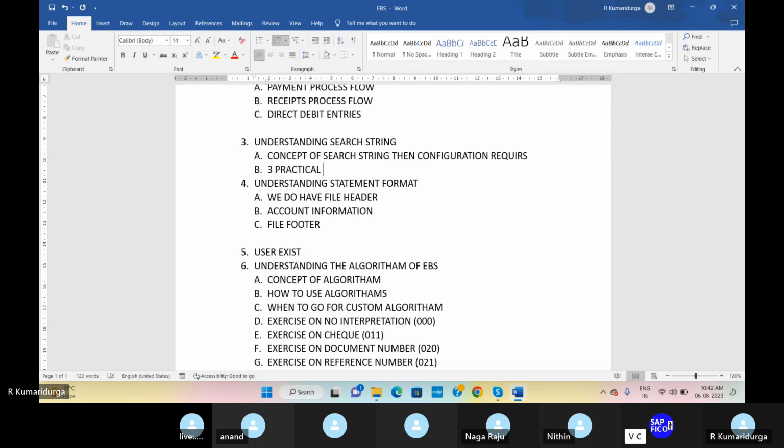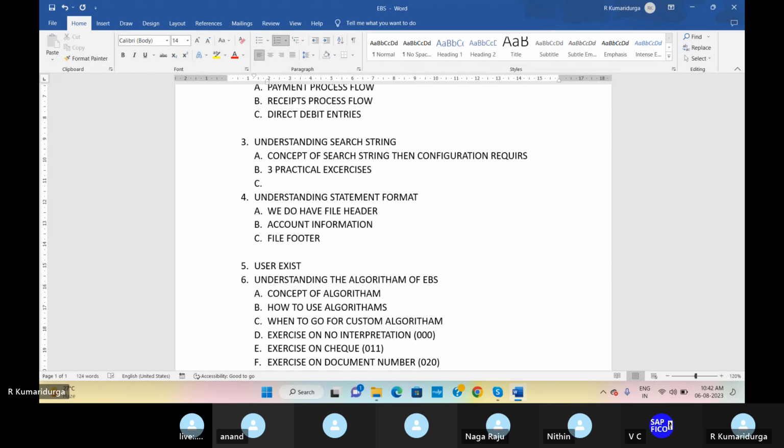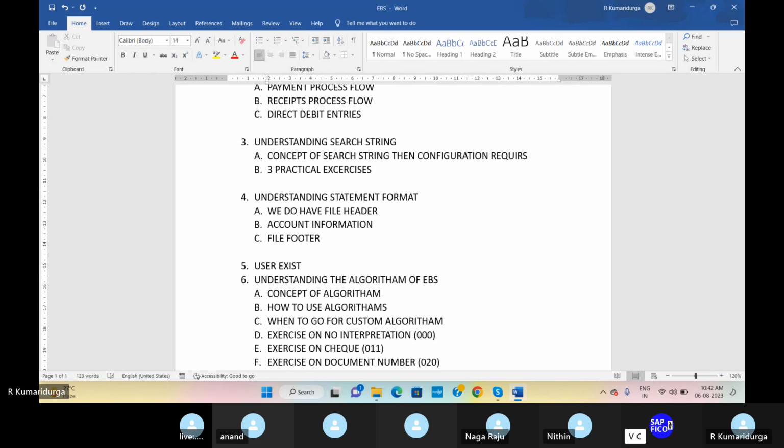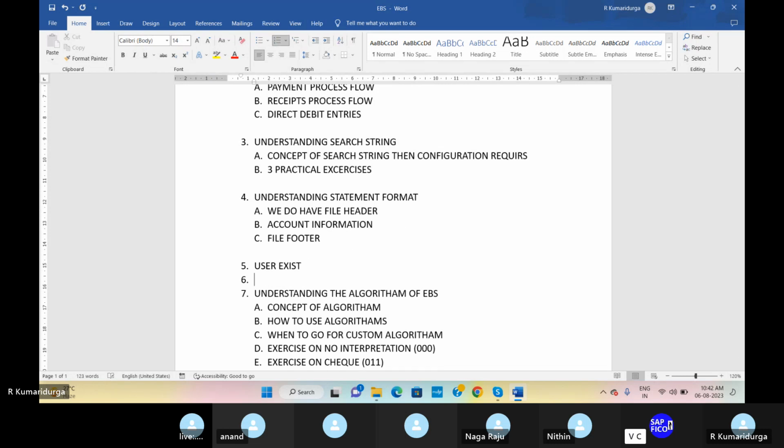Then next one, user exit. Here user exit is there, the fifth point. See all of you, these things are mandatory. If you tell only these points, they will definitely understand that these are the real-time processes. And when to go for exit.